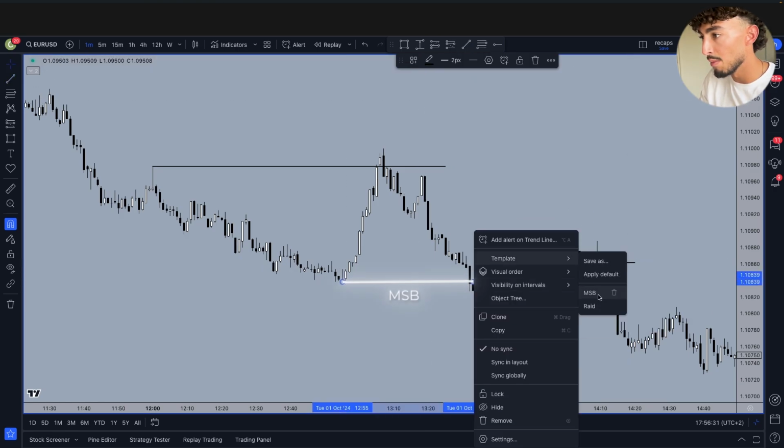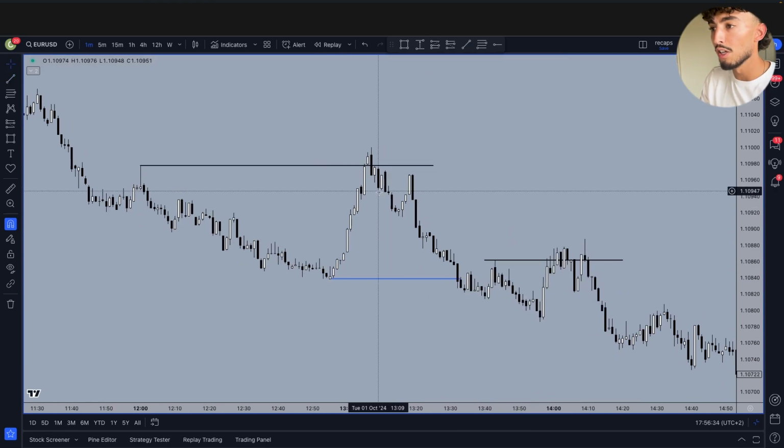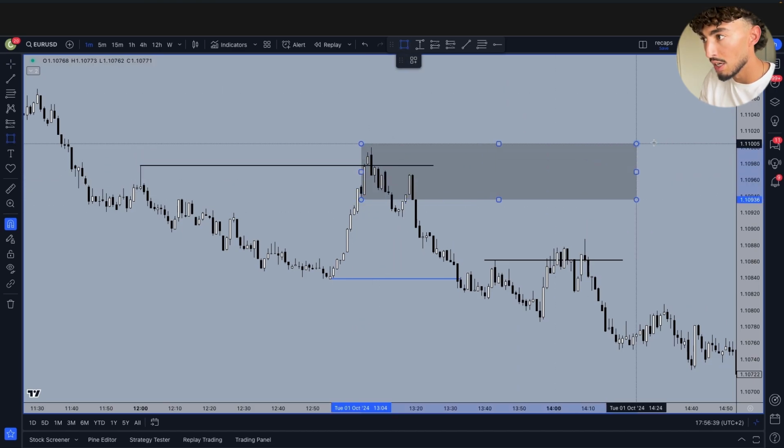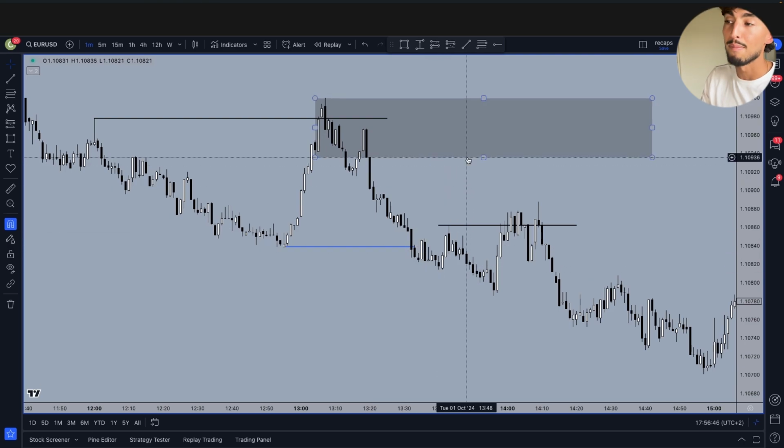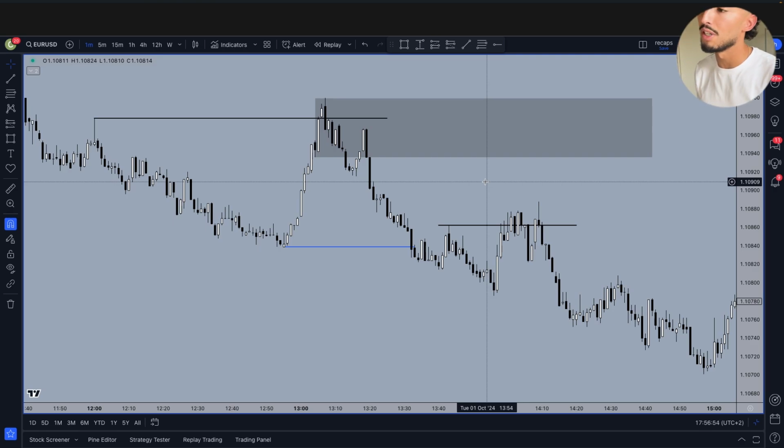here. Blue line, MSB. And then the breaker zone is always going to be the last down candle before the sweep, which is this down candle here and then this level. And as you can see here, we had the MSB and price never came back to the entry. I personally had a short limit in this level for a potential RTO into the level, so retest into the level, but it never came back.